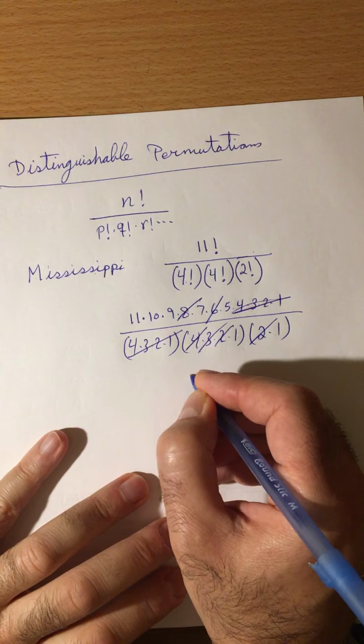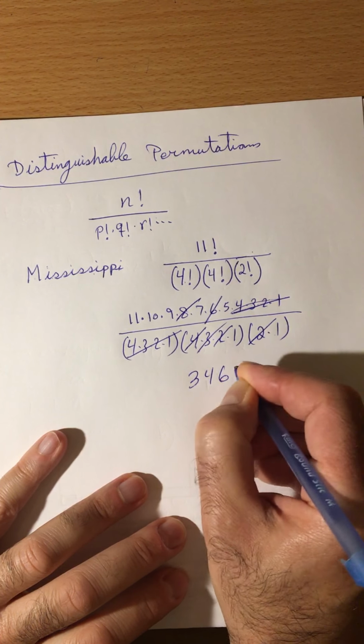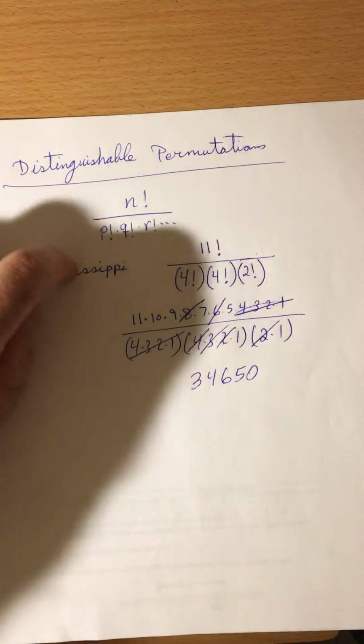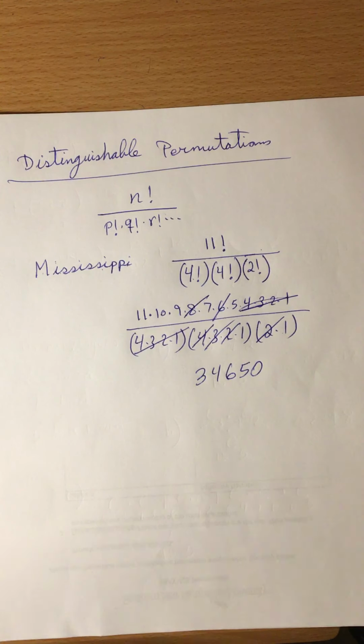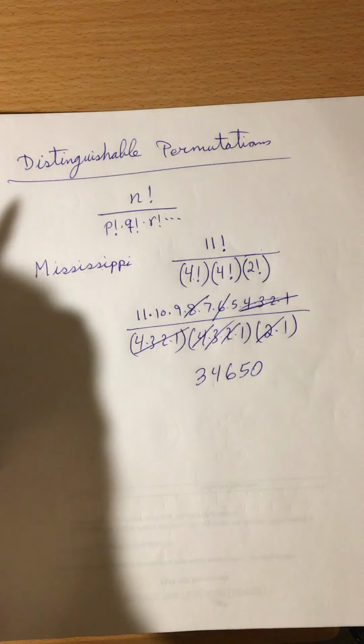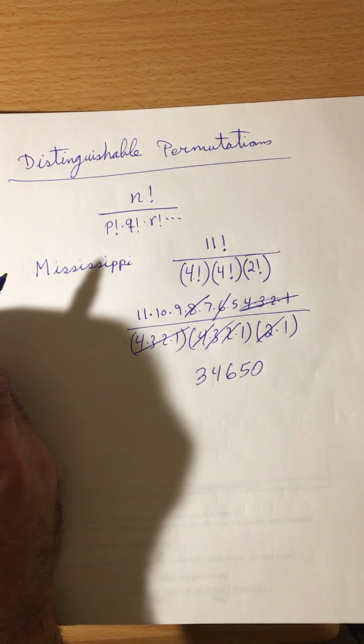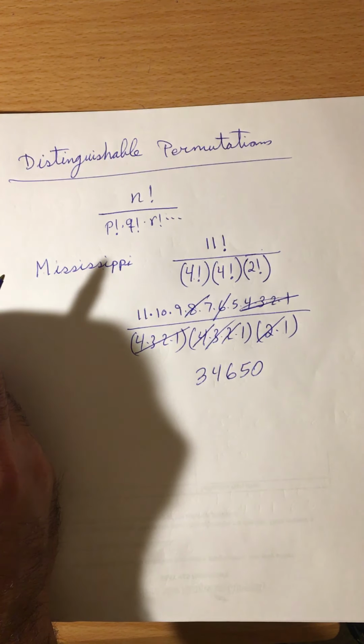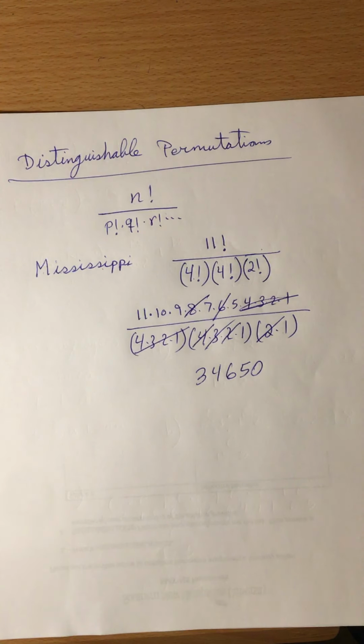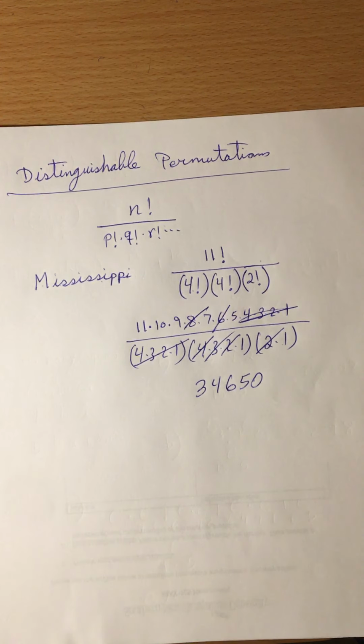Therefore, we can have 34,650 different combinations of letters from the word Mississippi. So that's an example of distinguishable permutations. Let me double check something really fast. Yeah. Okay. So I forgot to cover that, so I just wanted to do that one. So basically, we are done with chapter 9. Woohoo! Thank you, and I'll see and talk to you guys on Tuesday.